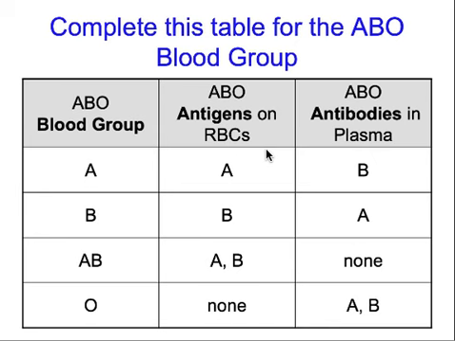Okay? So, if you're type A blood, you're going to have A antigen. That's the definition of being type A. The antibody that you have will be against anything but type A. So they'll have anti-B antibody, right? If you're type B, you'll have the B antigen and have the anti-A antibody. And if you're type AB, you'll have both the A and B antigen, and you won't have either antibody.